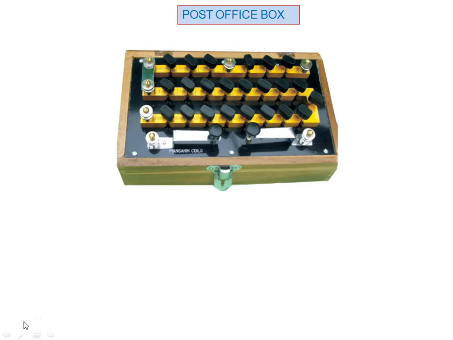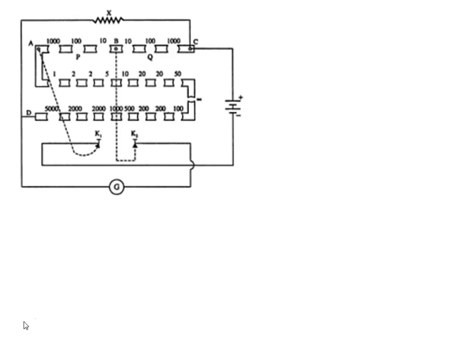Post office box. This is another device which works on the Wheatstone bridge, and this is exactly the device which you will see in the physics lab, but here I will discuss it with the circuit diagram. This is the circuit diagram. There is a branch AB in which there are three resistances: 10 ohm, 100 ohm, 1000 ohm.